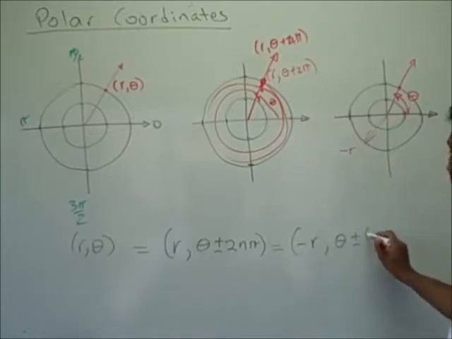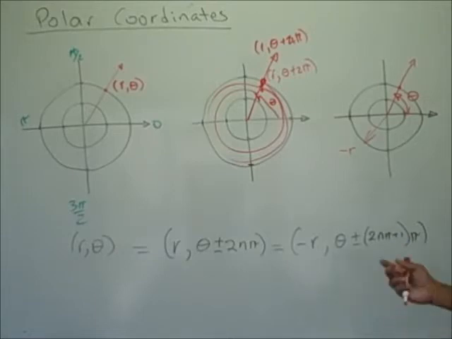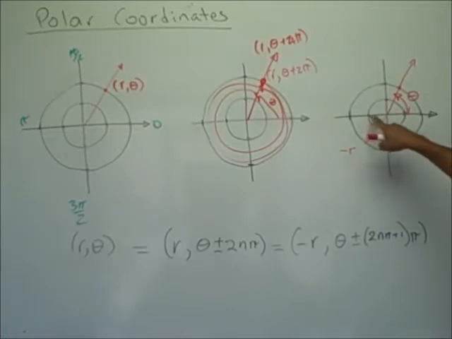And this time we're going to say this is going to be (2n + 1) times pi, where n is an integer. And this will give us odd multiples of pi. So 1 pi around, 3 pi around, 5.